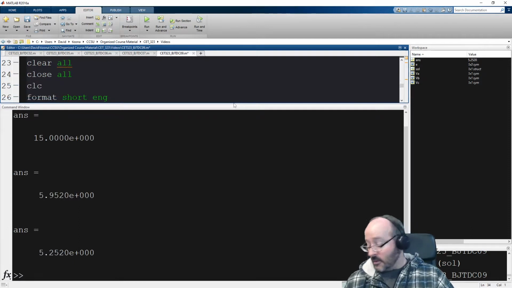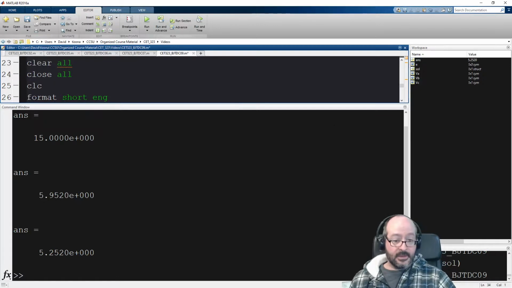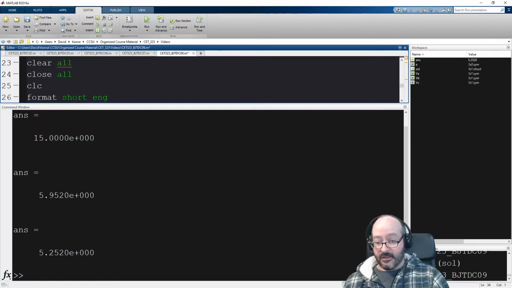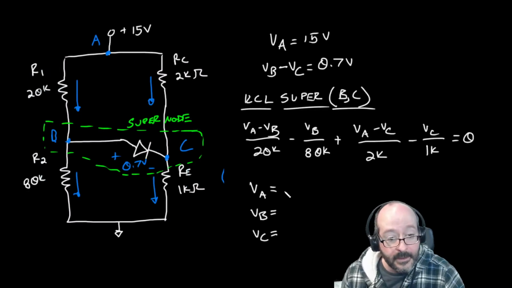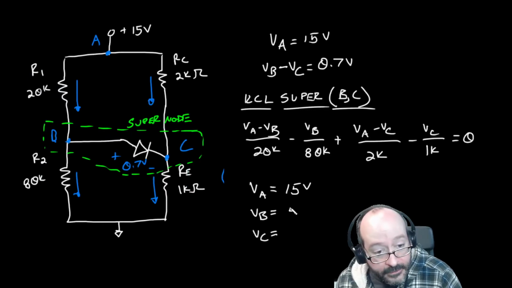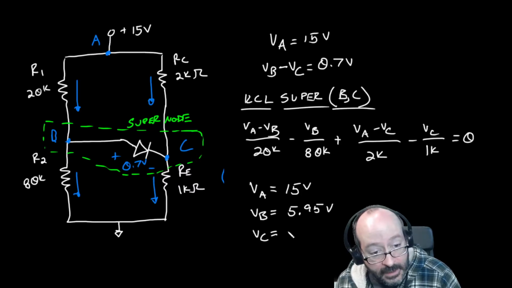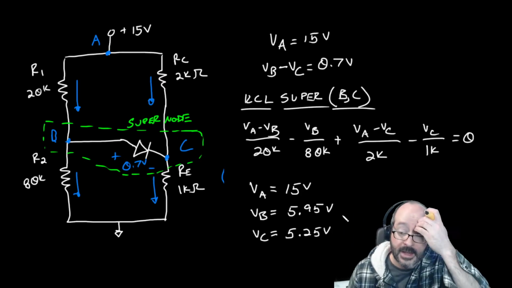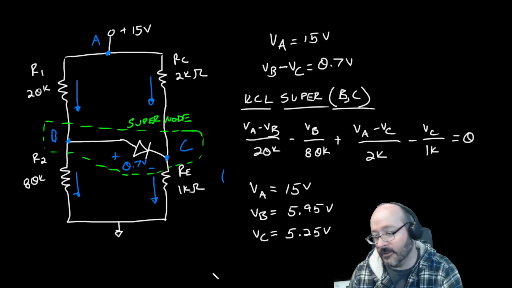Okay, so from this, we see that, yep, that agrees with what I got in the past. VA is 15, here's VB, and here's VC. So let's get those over here on the pad. Okay, and we've got 15 volts. No kidding, it's a 15 volt supply. It better be. 5.95 volts and 5.25 volts. Okay, and that's actually what's going on with this circuit because it's in saturation. So I'd hang my hat on those numbers.